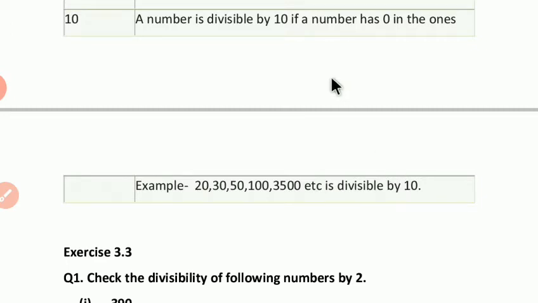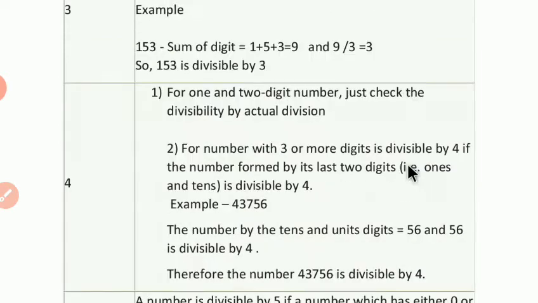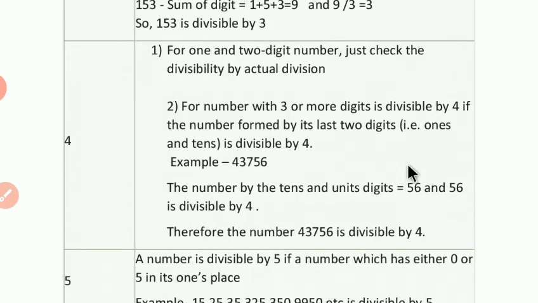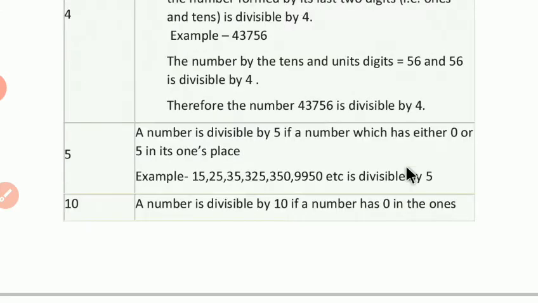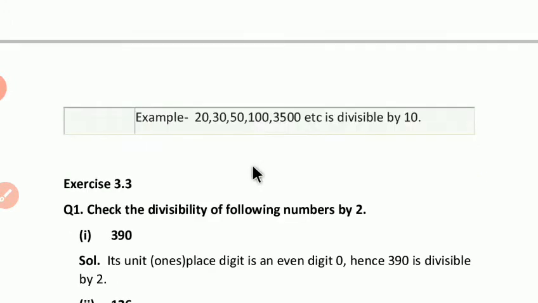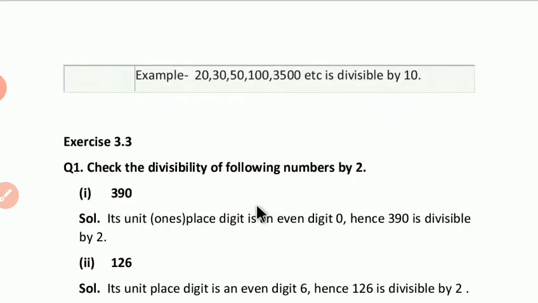So if a number has 0 on its ones place, then we can say that the number is exactly divisible by 10. So these are the shortcut methods in which, without dividing the number by 2, 3, 4, 5 and 10, we can say whether the number is divisible or not. Now on exercise 2.3, we are going to solve some questions on this topic.